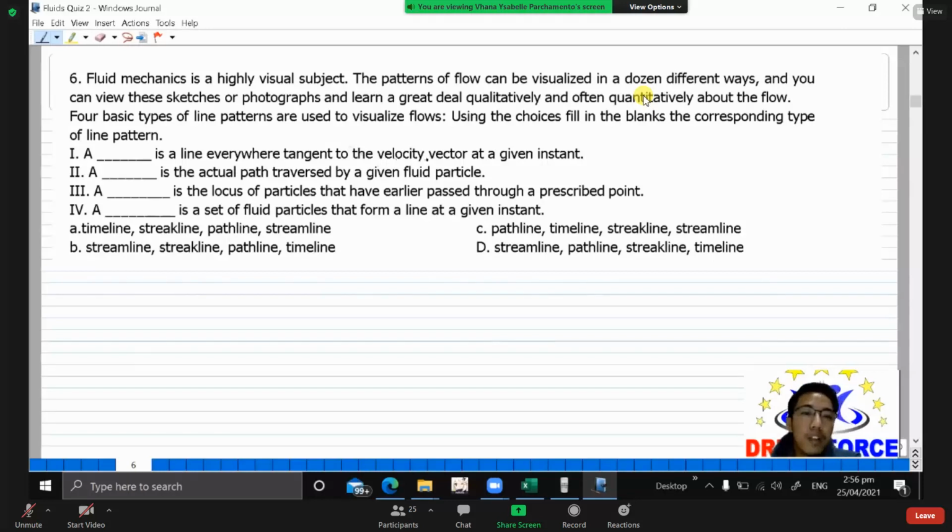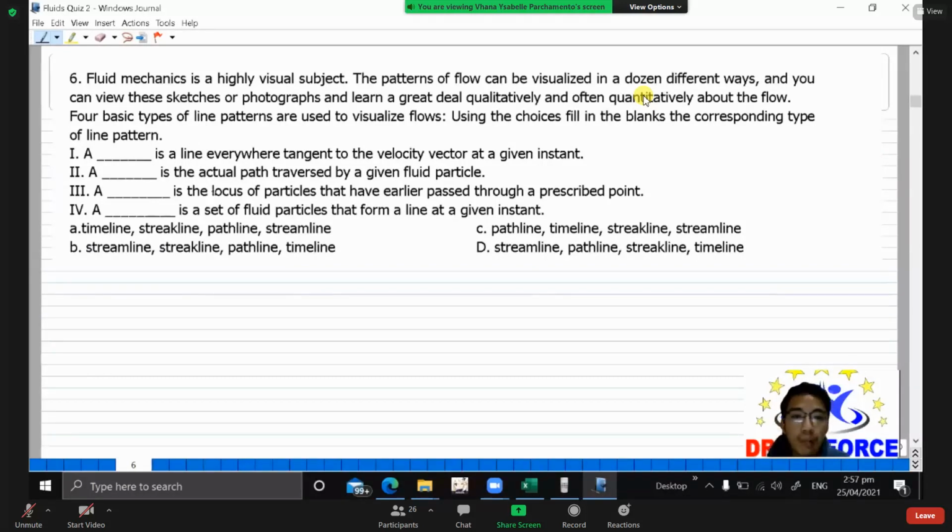Okay, eto. So a blank is a line where everywhere tangent to the velocity vector at a given constant. Okay, a blank is the actual path traversed by a given fluid particle. Blank is the locus of particles that have earlier passed through a prescribed point. And blank is a set of fluid particles that form a line at a given instant. So yan po yung 4 na basic types natin ng ating line patterns used in fluid mechanics. Timeline, streakline, path line, and streamline. So i-arrange mo na lang siya kung sino dyan sa 4 sa ating statement 1 to 4.